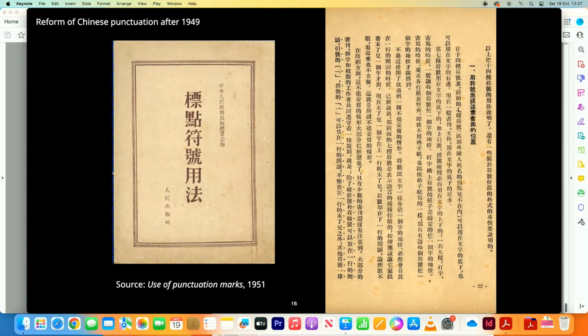In 1949, the People's Republic of China was established. In order to unify the usage throughout the massive country, in 1951, the General Administration of Publication published the document called Use of Punctuation Marks. The document was based on vertical typesetting. It gives examples of how punctuation was commonly used at the time and provided advice on how to typeset and write punctuation with a good layout.